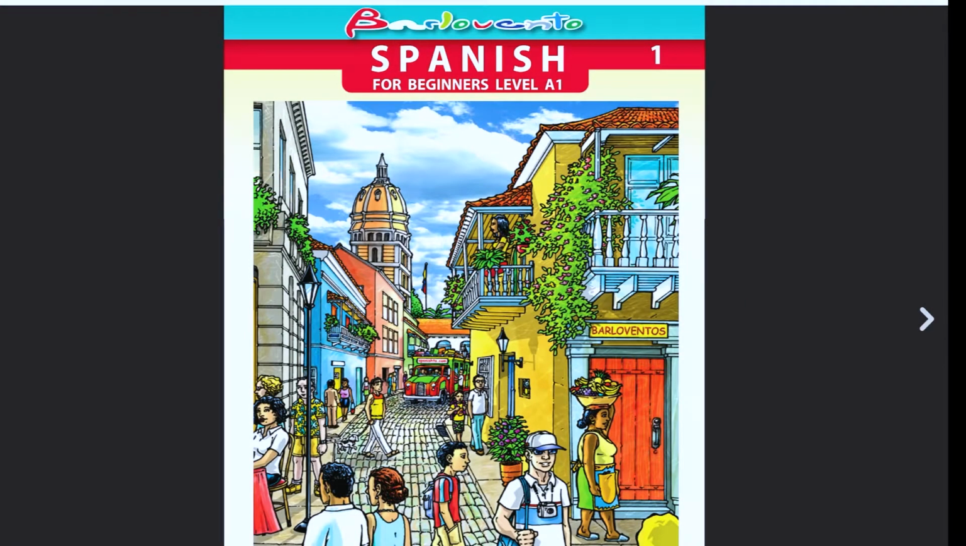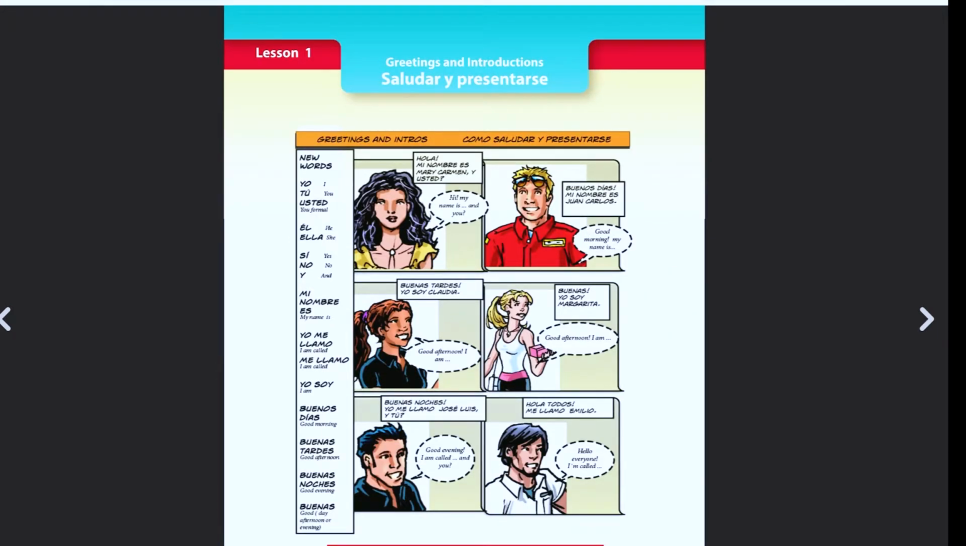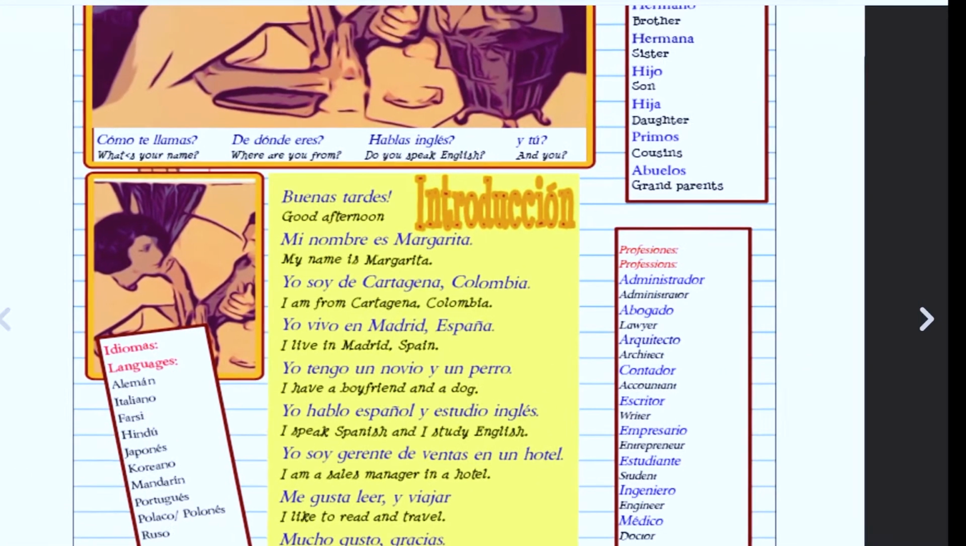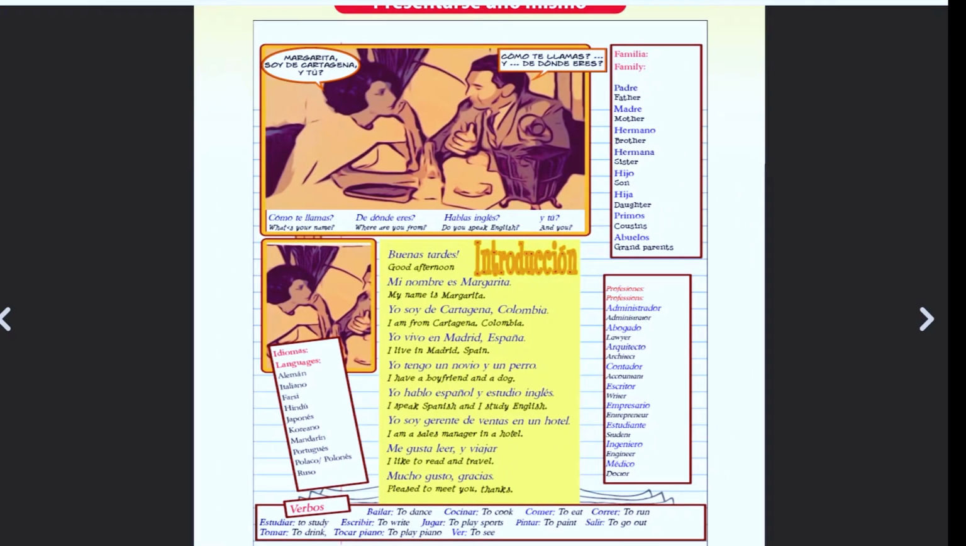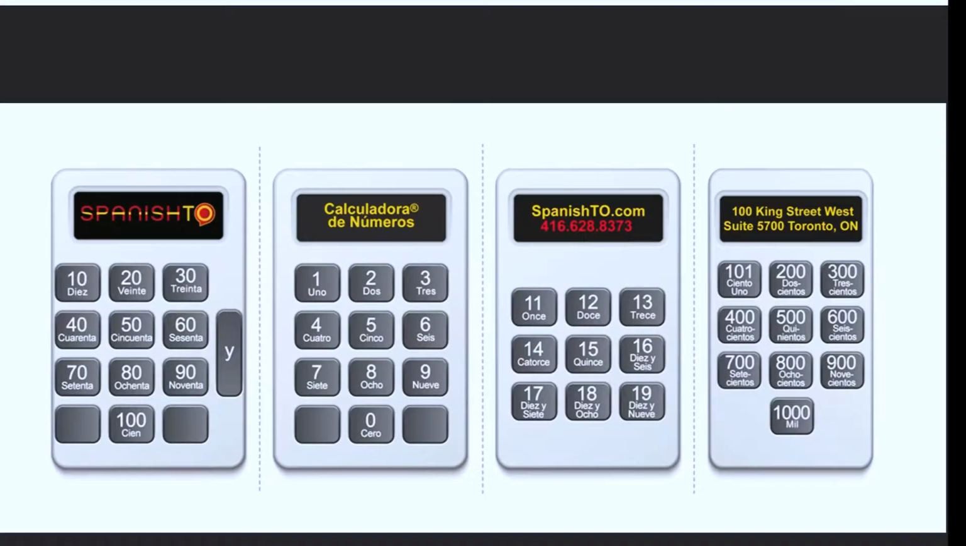You're going to find the booklets, so you find book number 1, which we're going to be using to learn how to introduce ourselves in Spanish, and our little introduction later on today. Okay. Then on top of that, you're going to see books 1, 2, and 3, and the numbers calculator here, we're going to use to show you how to use something big and make it into small chunks. Okay.